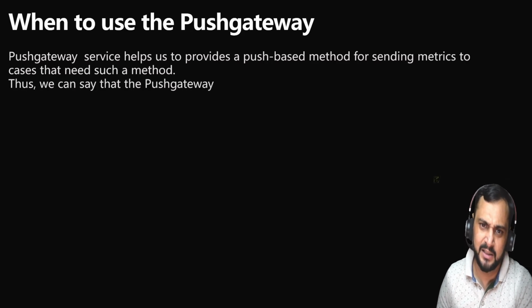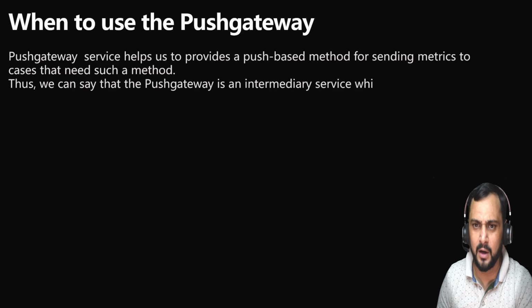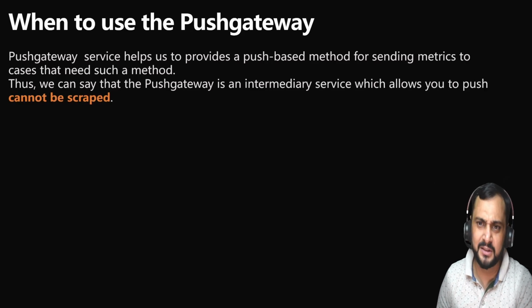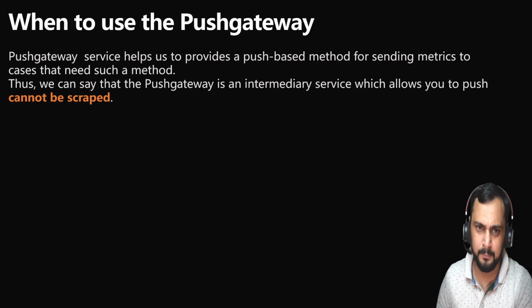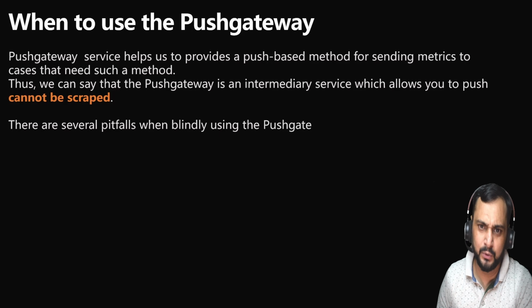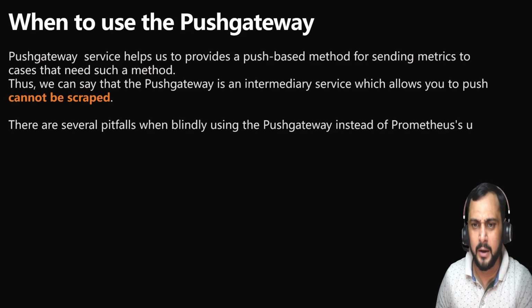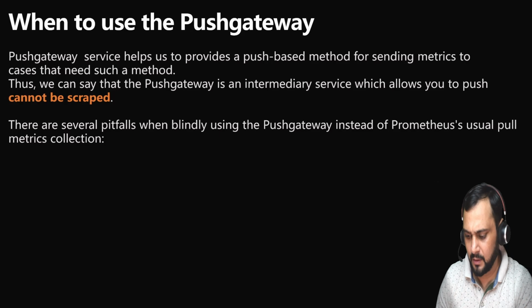Thus we can say that push gateway is an intermediate service which allows you to push metrics from jobs that cannot be scraped. Where we cannot scrape, meaning pull the data, that is called scrape. So where we cannot scrape, there we use push gateway. There are several pitfalls when blindly using the push gateway. Obviously, compared to Prometheus's usual pull metrics collection, there are some pitfalls.